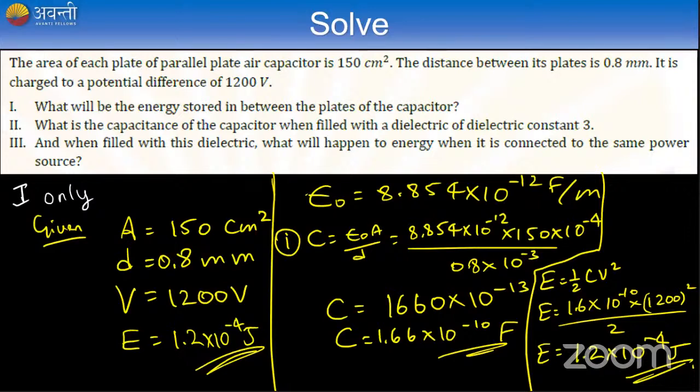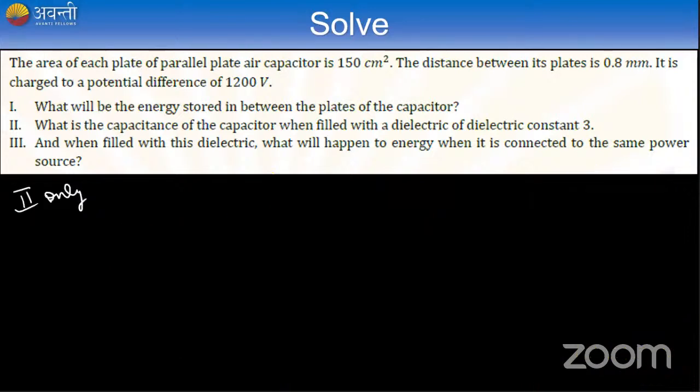Okay, cool, guys. Next question. Please try to solve the second one. The first one we had done. Please try to solve the second part. The second part goes like, what is the capacitance of the capacitor when filled with a dielectric constant, sorry, dielectric constant 3?